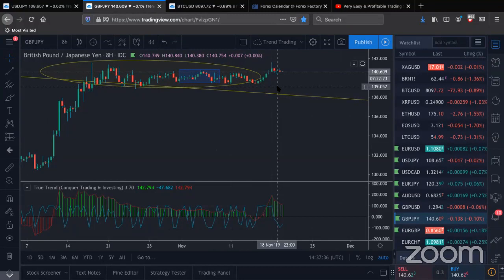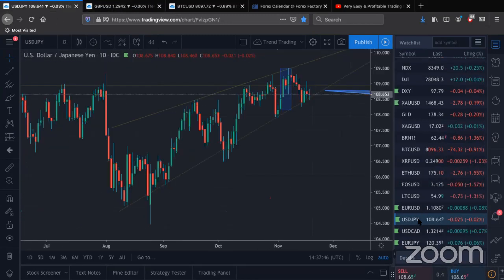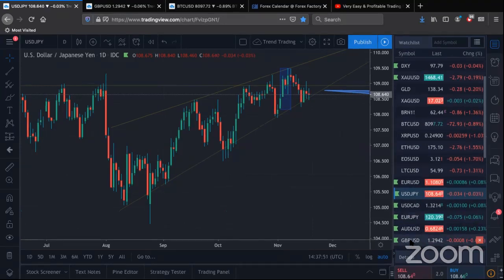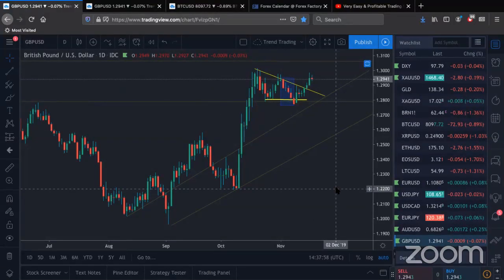So let's take a look at the pound US dollar first on the daily, and then we'll drop down to the 8 hour so we get a better look at her. And the question is whether or not I would be looking to take a short. So the first thing I see looking at the daily, and you always want to view things from the higher perspective to know what's happening.